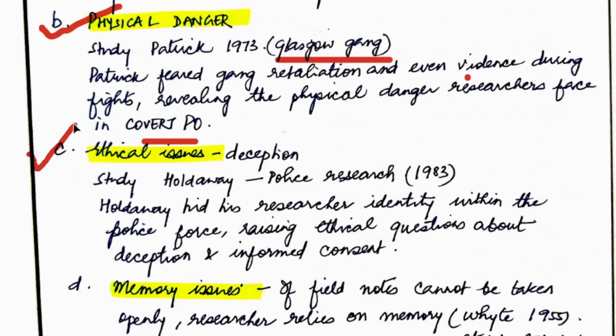Next is the ethical issues, especially the issues of deception. A major ethical problem arises when the researcher hides their identity in covert participant observation. In Holdway's 1983 study of police research, he concealed his role as researcher, so he did not reveal his identity. This raises ethical questions about deception and informed consent.